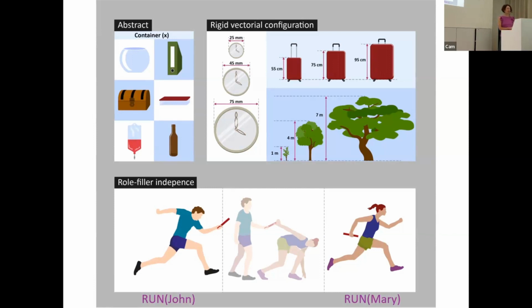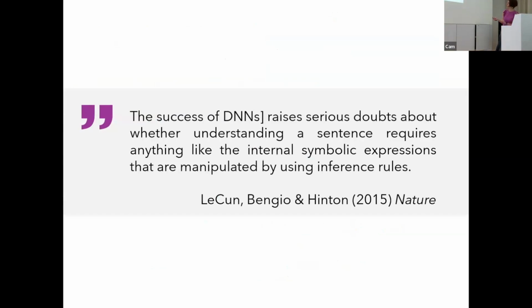Okay, so you're probably sitting there thinking she's talking about obvious things, and they are obvious things. And so it is even more amazing that those obvious things have been denied and pushed away from the neuroscientific agenda. I actually have the citation here, from the three fathers of the AI revolution. So the success of DNNs, which are not biological networks, but we all know that they are very much taken to be biologically plausible and inspired, raises serious doubts about whether understanding a sentence, and for us today, whether thought, requires anything like the internal symbolic expressions that are manipulated by using inference rules. So exactly what I've just described as the basic thing is clearly denied here.